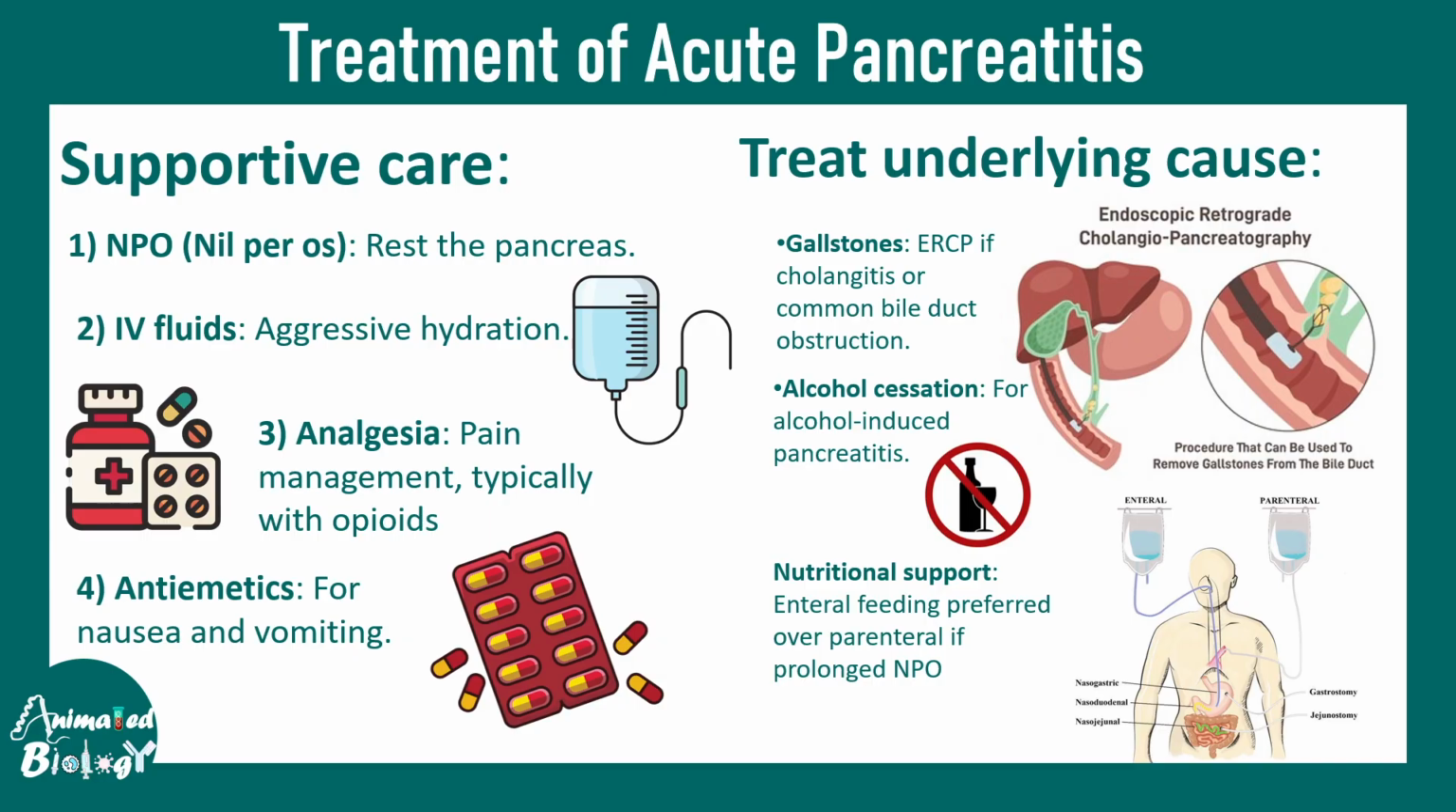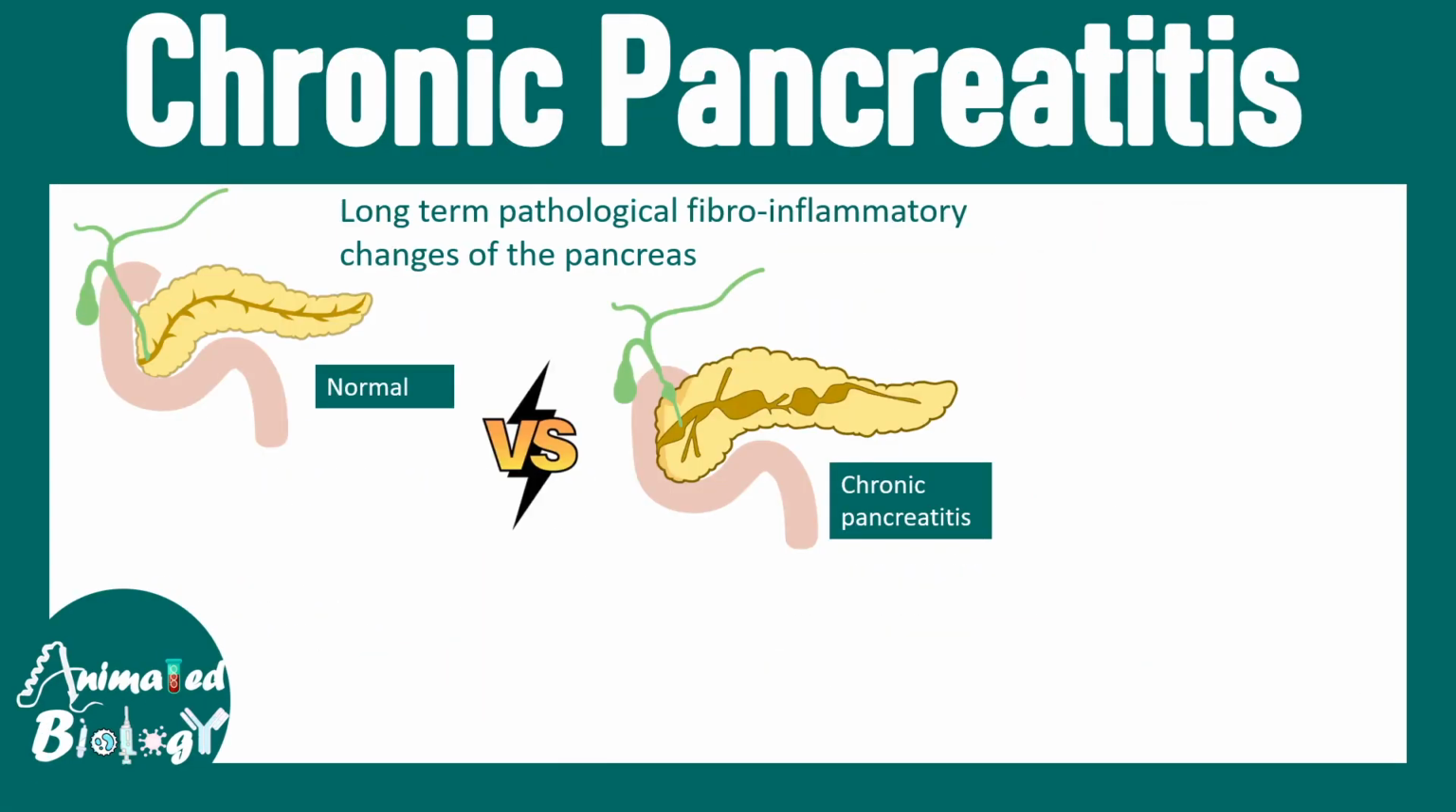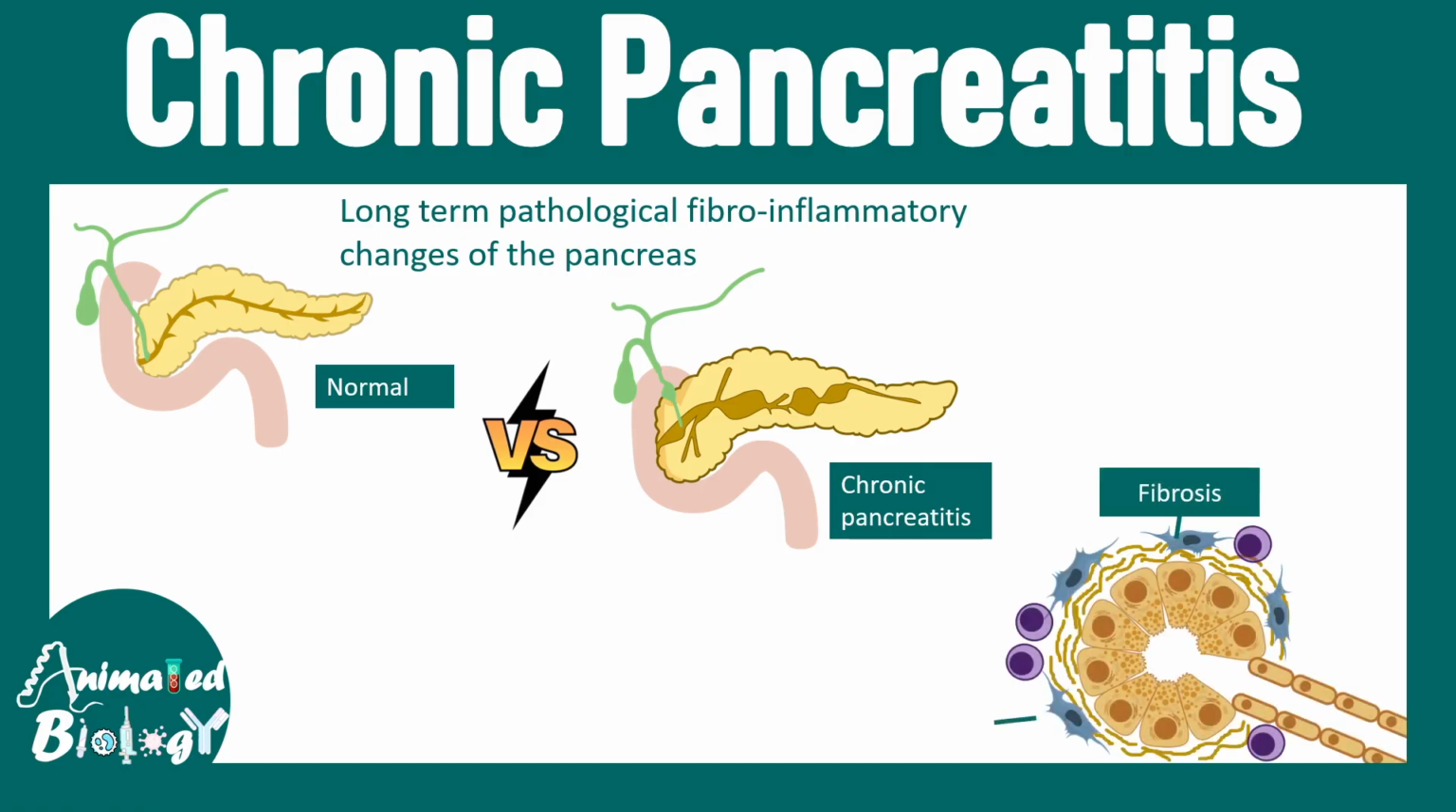and it is treatable based on the situation. But if it goes to chronic pancreatitis, that has bad implications. Chronic pancreatitis refers to the long-term pathological fibro-inflammatory changes in the pancreas. Two words are very important: long-term and fibro-inflammatory changes. So this particular disease is associated with fibrosis, mononuclear cell infiltration, which lead to inflammation, and oxidative stress.